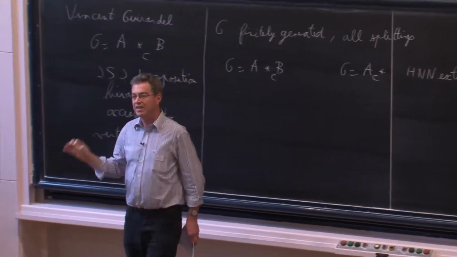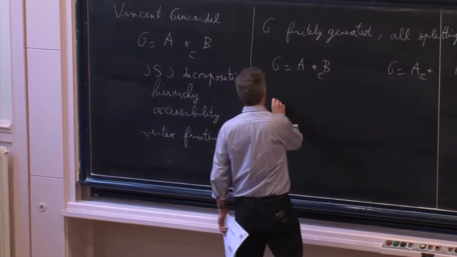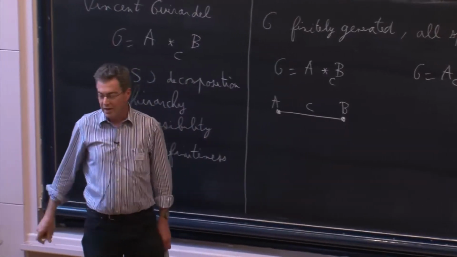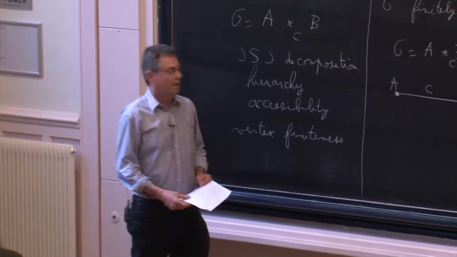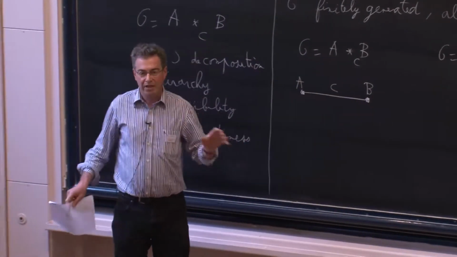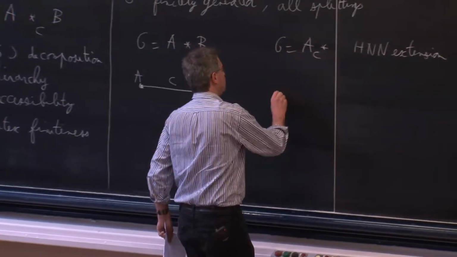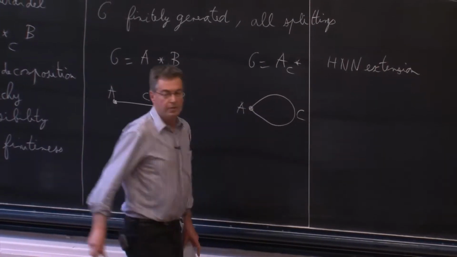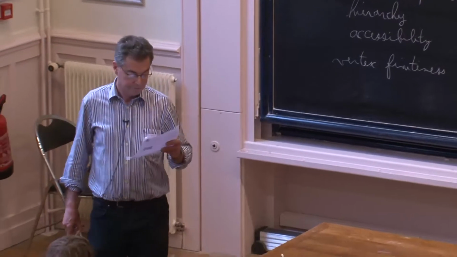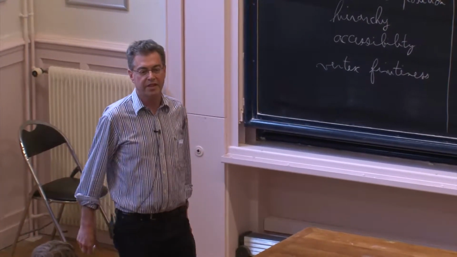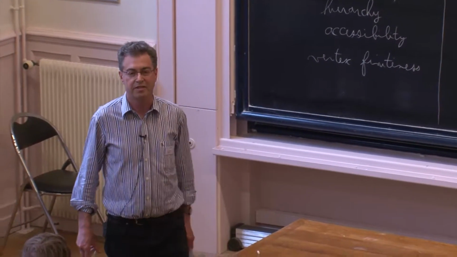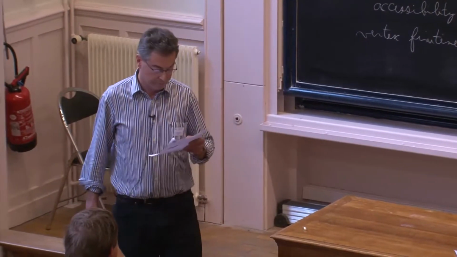And I will represent this graphically as usual as here an edge where A and B are vertex groups and C is the edge group, and you obtain G from A and B by amalgamating along C, and here the picture is the following. So A and B are going to be the vertex groups, and C is going to be the edge group. And you could, of course, also think that your group is acting on a tree, and A and B are going to be stabilizers of vertices, and C is going to be the stabilizer of an edge.